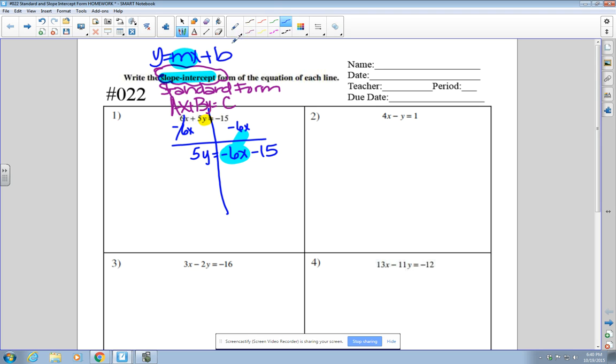Okay, so now I still need my y to be by itself. And so I'm going to highlight that again because that reminds me that I need to isolate it. So I'm going to write division bar, division bar, division bar. I'm going to divide everything by 5. Okay, once I do that, I can cancel, and it's y equals negative 6 over 5 x minus 3. And the 3 comes from when we divide 15 divided by 5.